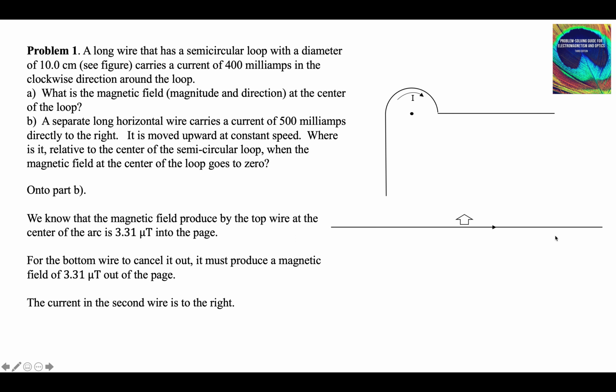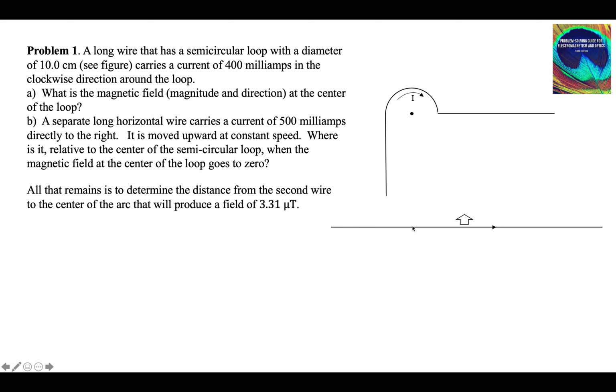The current is to the right. Using the right-hand rule, the field above the wire is out of the page. The field below the wire is into the page. So we want the wire to be some distance below, because we need this second wire to produce a field that's out of the page to cancel the field from this wire, which is into the page. So there's some distance below the center of the arc. We have to calculate that distance.